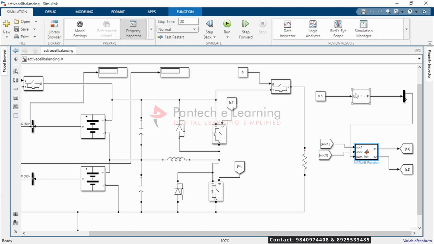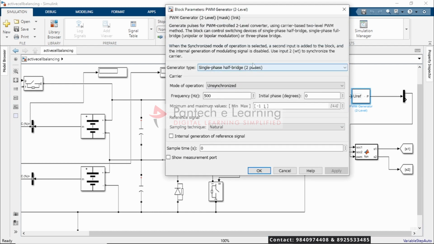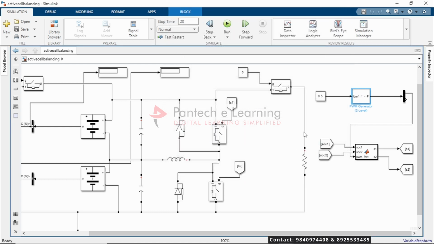So here I will take one PWM generator, that means a 2-level. In active cell balancing, the switches are controlled using a pulse width modulation signal to transfer charge between the cells. This PWM signal can be generated using very different techniques, such as a single phase 2-level PWM or multi-phase PWM. So double click on this. Here I will take it as 2 pulses, that means a single phase 2-level PWM.